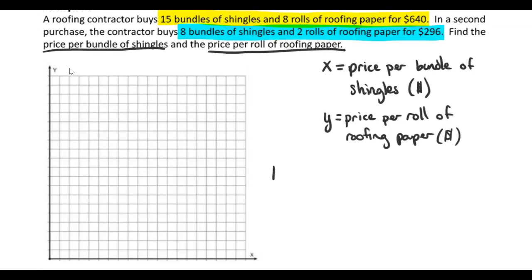Okay, so the first equation is the yellow highlight. 15 bundles of shingles, that's 15 times X, because X was how much a bundle of shingles costs, plus 8 rolls of roofing paper. So that's 8 times Y, because Y is how much a roll of roofing paper costs. The total amount for this purchase was $640. Your other equation, in the blue highlight, is 8 bundles of shingles, so that's 8X, plus 2 rolls of roofing paper, that's 2Y, equals $296.